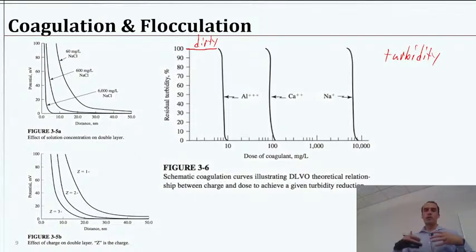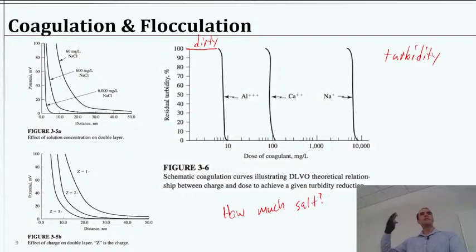So that's just saying at what point does adding some salt here, some aluminum or calcium or sodium, have the desired impact of shrinking that double layer and causing the particles to stick together and be removed. So this is a measurement of when essentially the adding salt works. So how much salt do we need is kind of the question that this graph answers. And what we're looking at is how much salt for each of these different types.